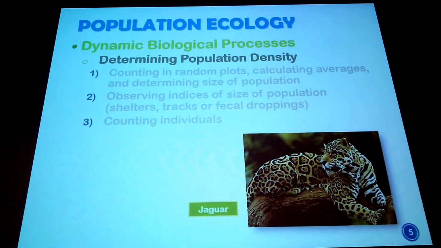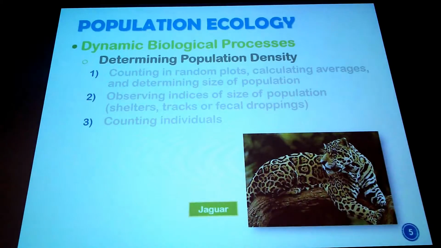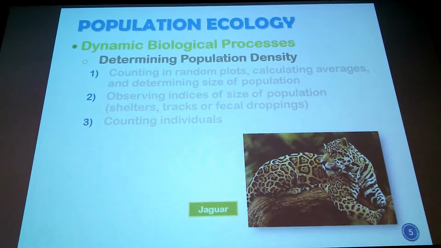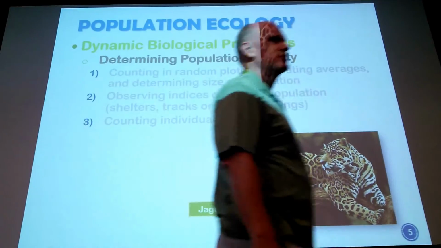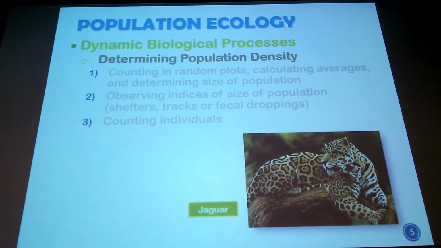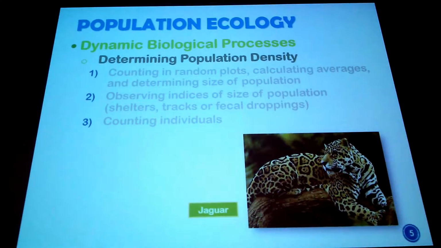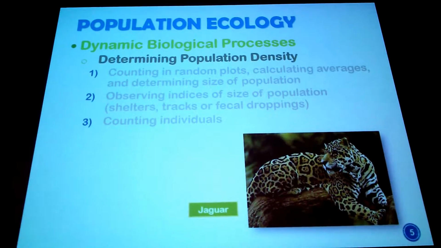So how do you determine population density? Okay, we need to go up into Joshua Tree and count how many bighorn sheep were up there. Or go to an area where you might find mountain lions, and let's see how many mountain lions there are in the area. How do you do that? You just do it by sight, counting the number of individuals.